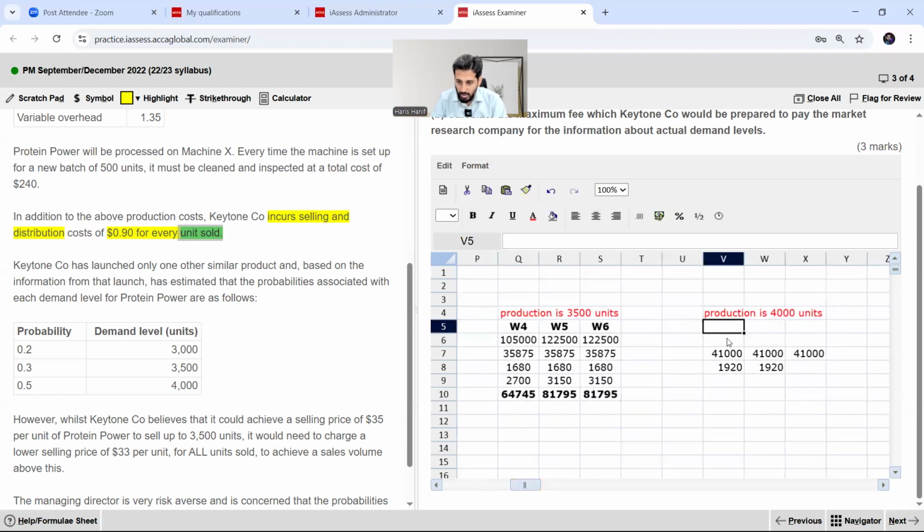So let's now move on. Sales is equal to 3,000 multiplied by 35. It's working number 7, working number 8, it's working number 9.